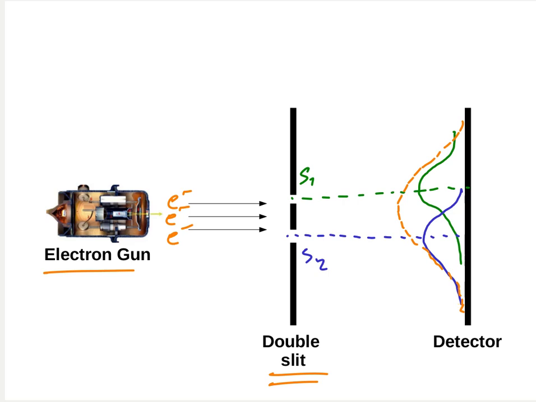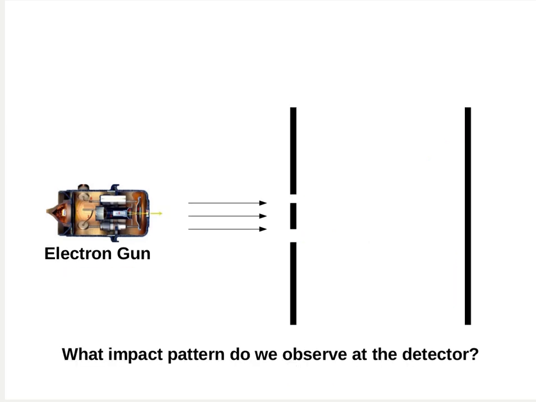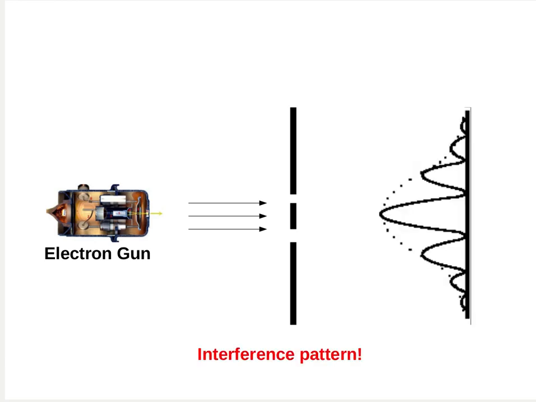However, if we actually do this experiment, you will probably not be surprised to learn that the impact pattern that we observe at the detector is different. All right, so go ahead and pause the video for a second and try and come up with a prediction of the kind of pattern that we would see at this detector. So it turns out that we see an interference pattern.